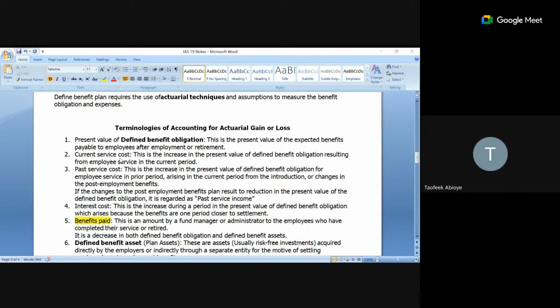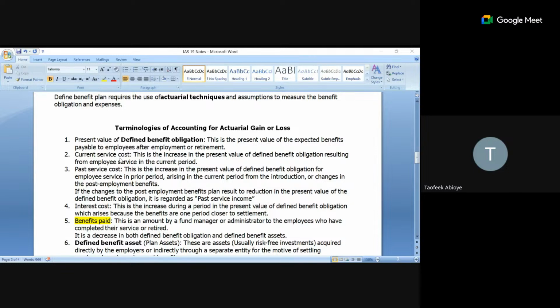But let's take note. The standard says if the changes to the post-employment benefit result to a reduction in present value, then it will be past service income. It will not be past service cost. It will be past service income. So, but when we look at question together, you see it.